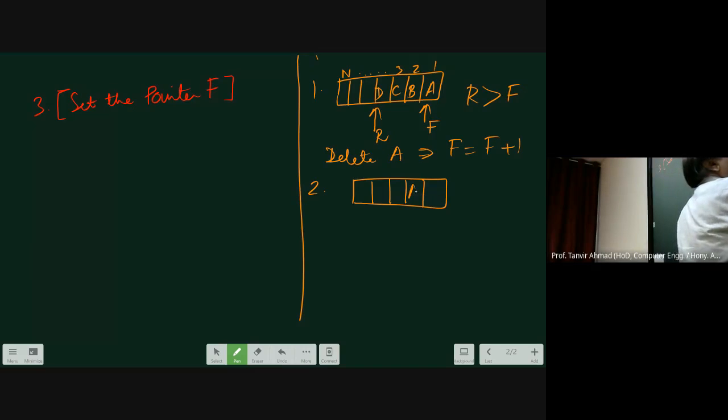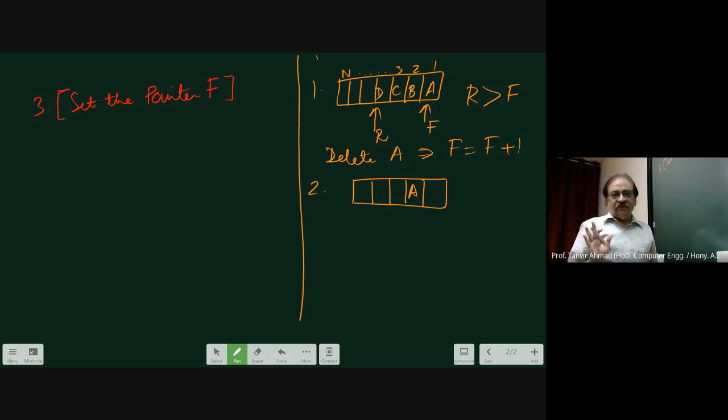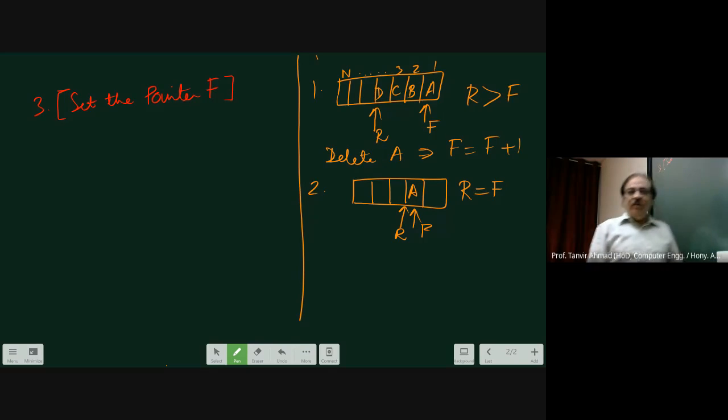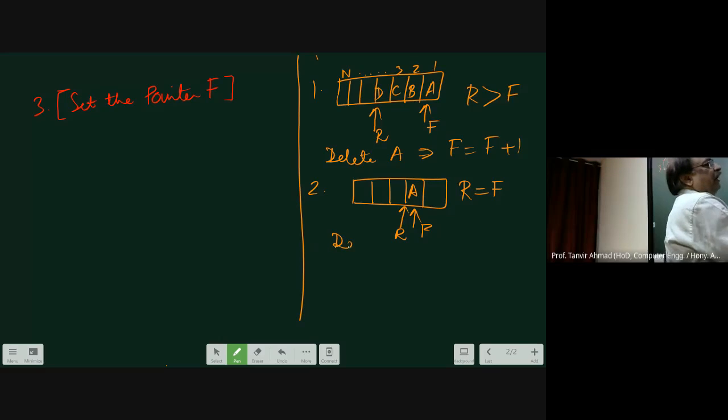Suppose we are having A over here and there is only one element. Now what will happen? F will point to this place. R will also point to this place. It means that R is equal to F. Now what you have to do is that you have to delete, there is only one element. Therefore you delete A. You will delete the variable A.